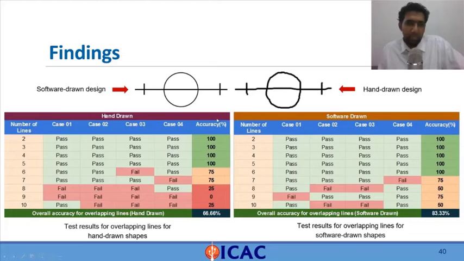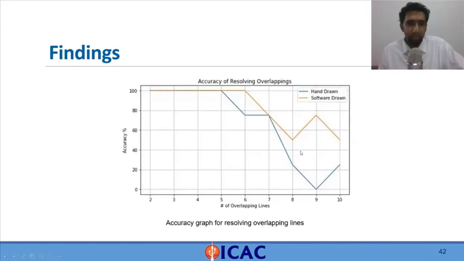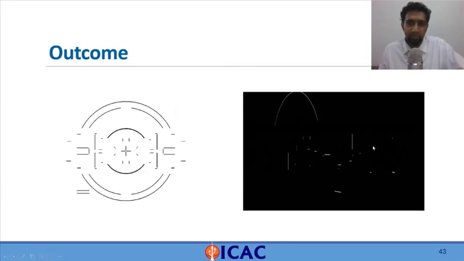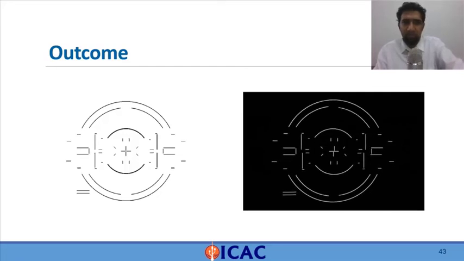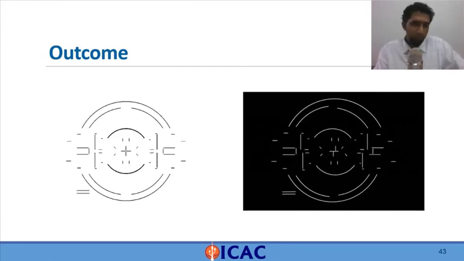And the findings for the line overlappings: I'm not going into detail once again because of the time constraints, but at a glance you can see that software-drawn overlapping shapes show a much higher pass rate than the hand-drawn ones. It's 83% over 66%. This plot once again proves the same thing: software-drawn designs show much higher accuracy than the hand-drawn designs. Now this is the outcome. You can see that this 2D design has been converted into a 2.5D animation.